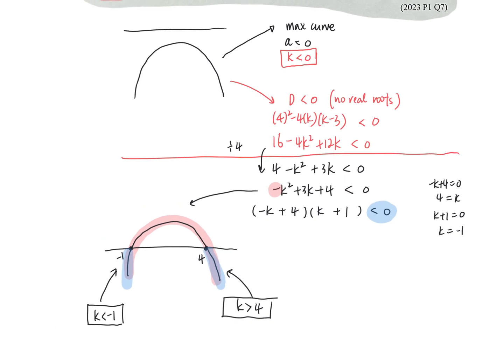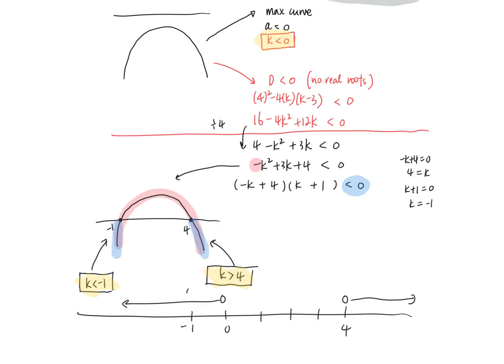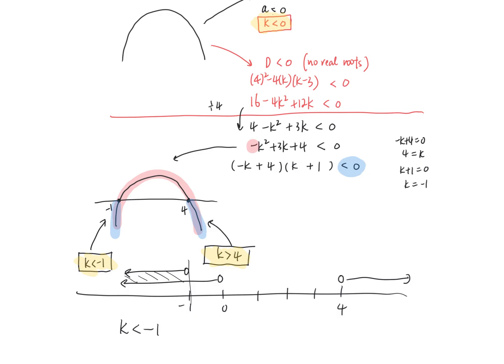But remember, just now you had one answer here and two from here. You need to make sure they fulfill all. So put these three on the number line. So your -1, your 0, 1, 2, 3, 4. So greater than 4, less than 0, less than -1. So you only have one final part of the solution, which is k less than -1. So this is the final answer.